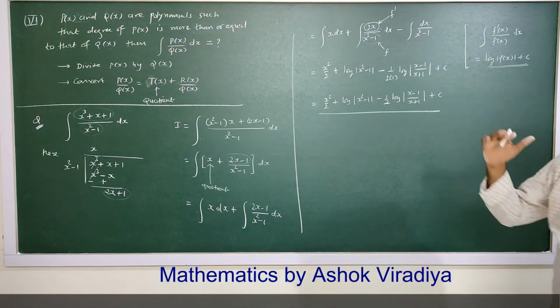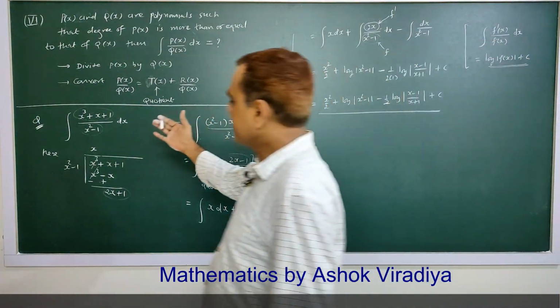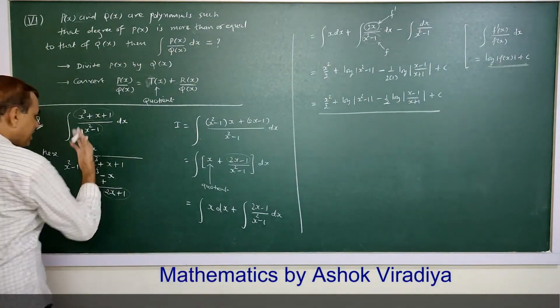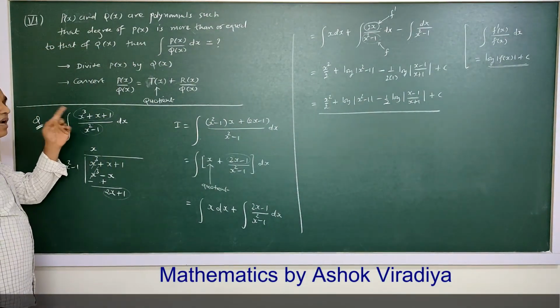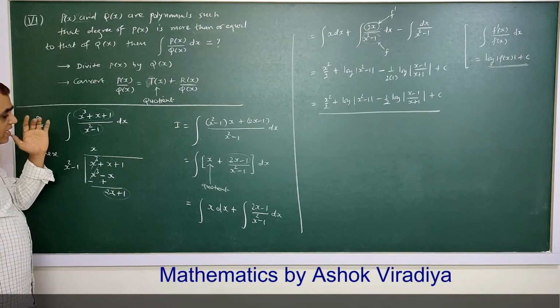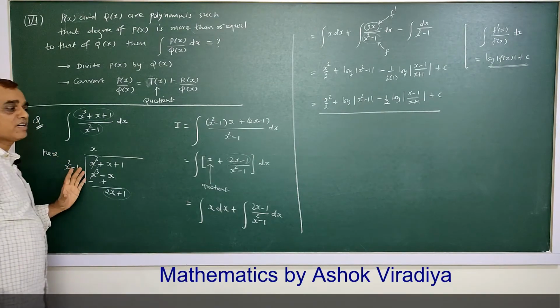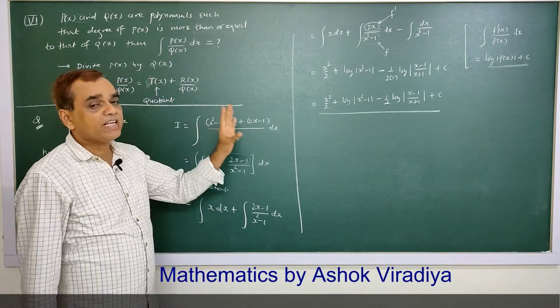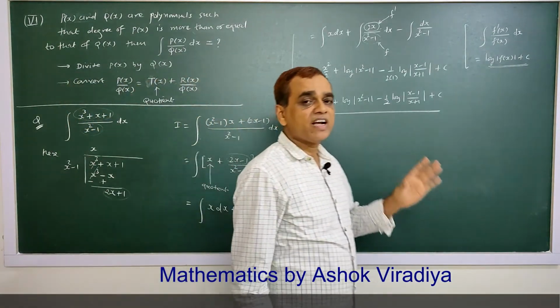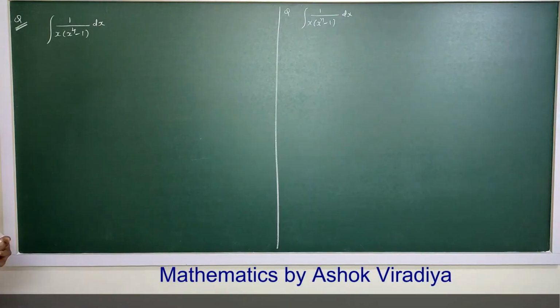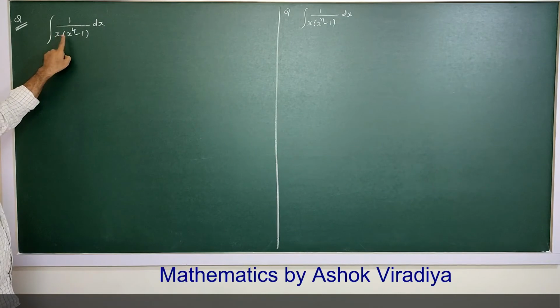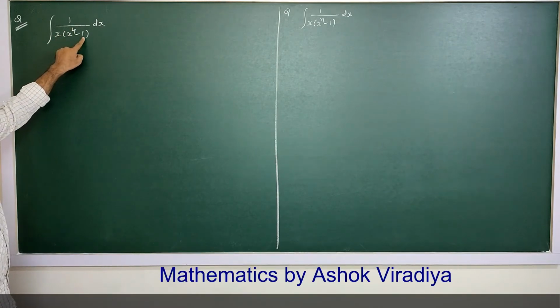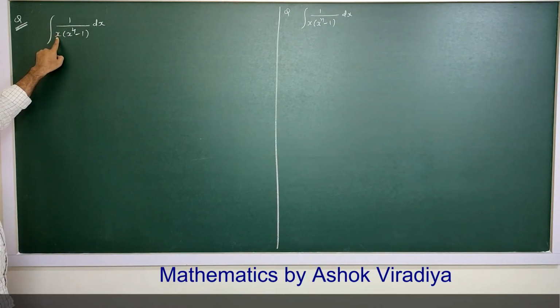So whenever the degree of the numerator is greater than that of the denominator, or if the degree is equal, then first of all we take division and convert it in this form. Then it will be an integrable function and we can get the integral. Now say here, 1 upon x into x raised to 4 minus 1. Here x is given, here x raised to 4 is given.